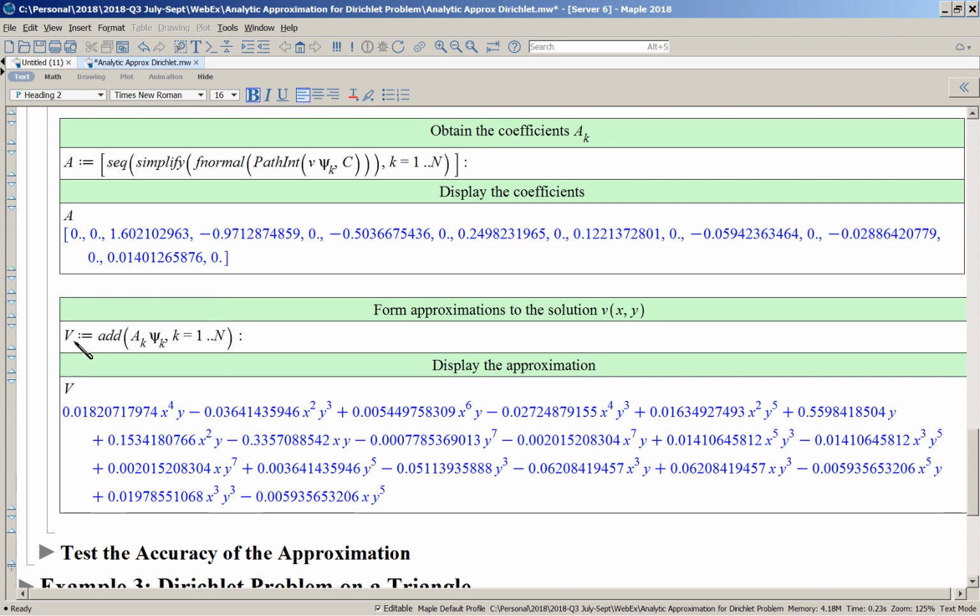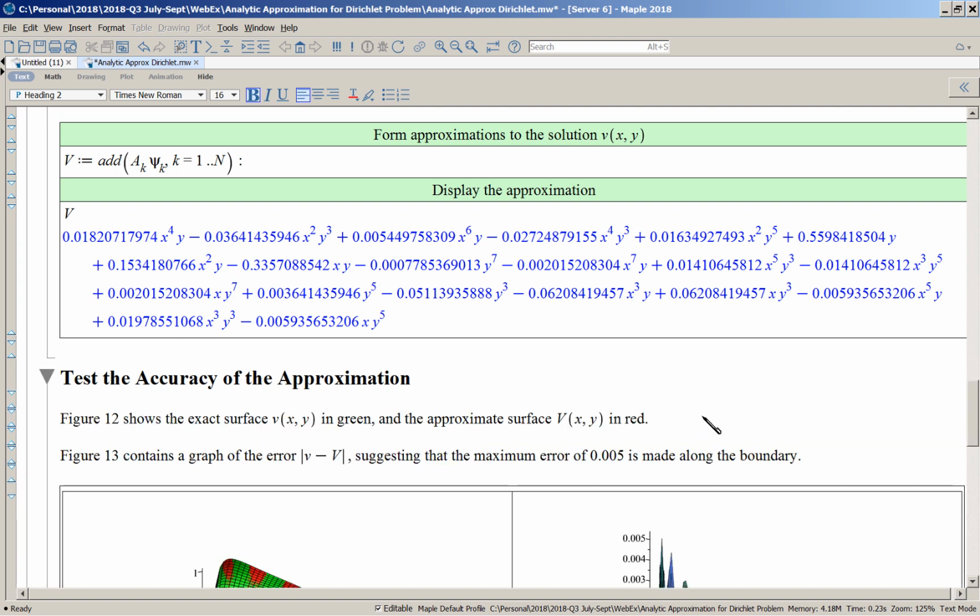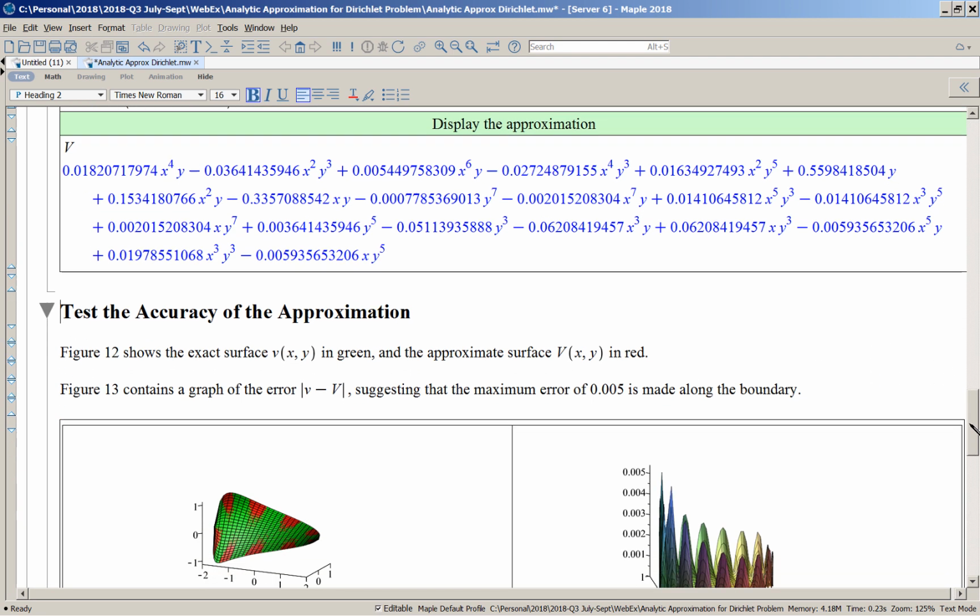The approximate solution now will be uppercase V. It's just the sum across the psi functions using these coefficients that we've just calculated. The ones that are 0, fine, just let Maple take care of it. And this is what the approximating solution looks like. And now again, we want to see just how good a job this approximation does. Let's test the accuracy using some of the techniques that we used earlier.